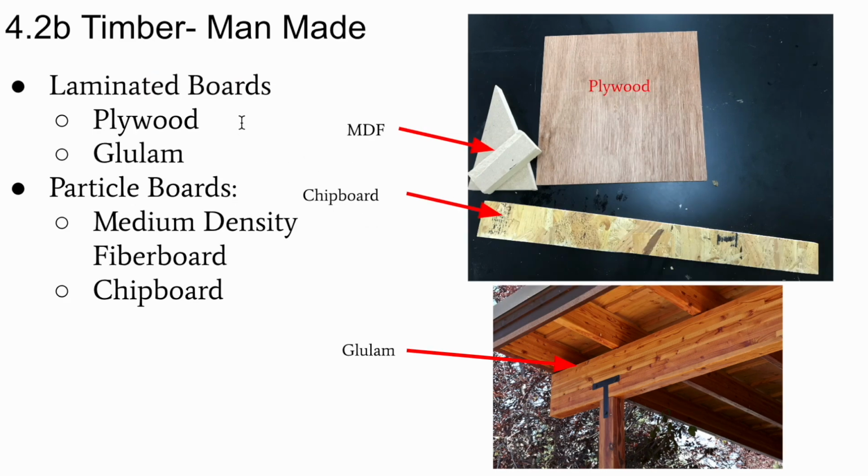Here we go. We can look at these right here. And they come in sort of two flavors. We've got laminated boards, which we'll talk about, and particle boards, which we'll talk about. This is plywood and glulam. Those are our laminated boards. And then the particle boards are MDF or medium density fiberboard and chipboard.